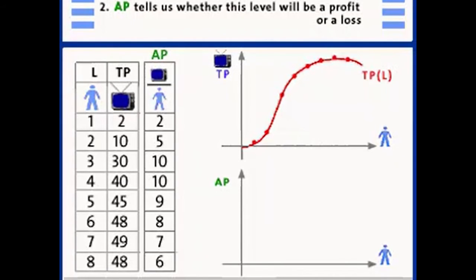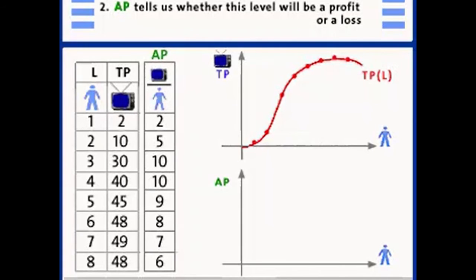So up here we see that a total output of 2 televisions when we have 1 worker gives us an average product of labor of 2 TVs per worker. So I'll put this in at 2 TVs per worker. And here we've got 2 workers producing 10 TVs for an average product of labor of 5 TVs per worker. Then 3 and 30 gives me an average of 10 per worker, which is exactly what I get with 4 workers producing 40 TVs. And 5 workers producing 45 takes my average down to 9 TVs per worker. And then 8, and then 7, and then 6.